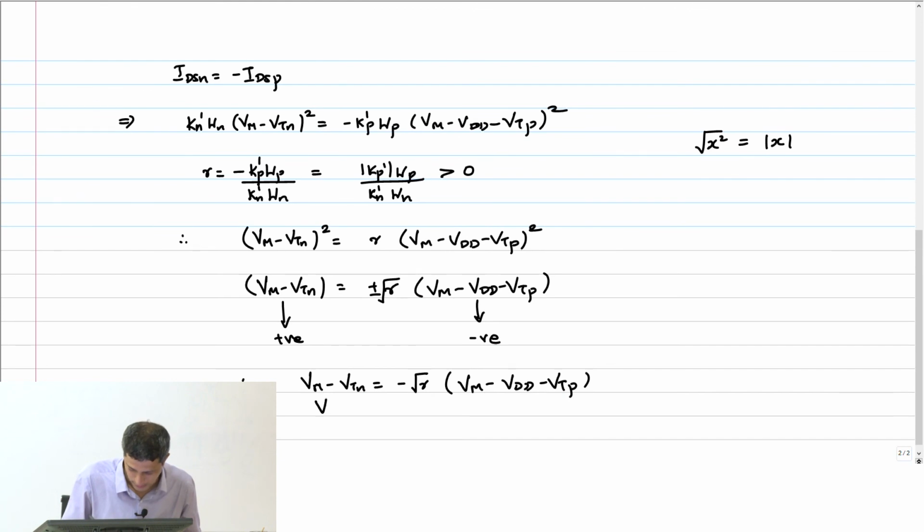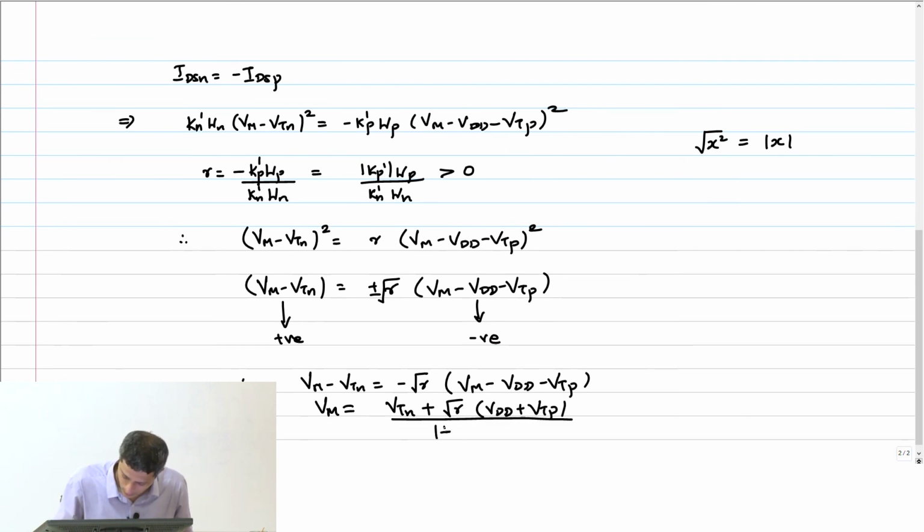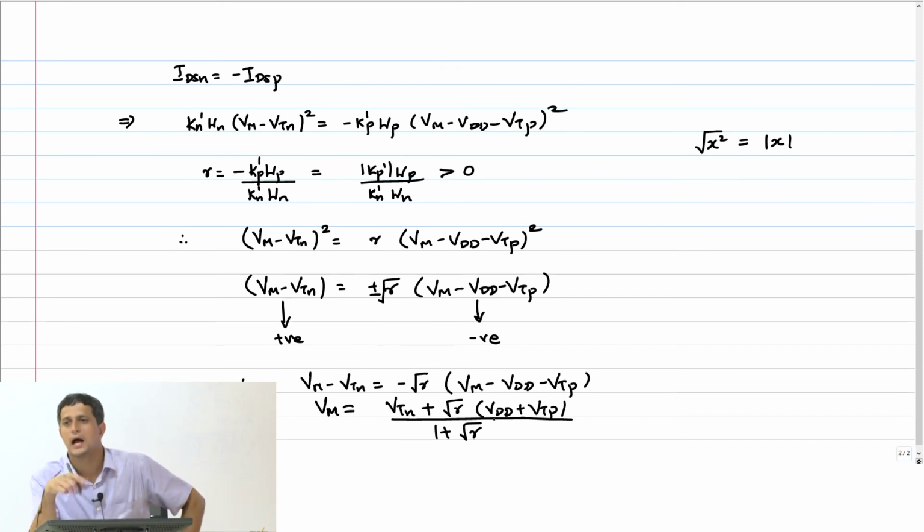which implies Vm equals Vtn plus root R into Vdd plus Vtp by, okay, this R and the R that we used for velocity saturation is different. That also, as you sort of consumes the Vd sat parameter, okay.